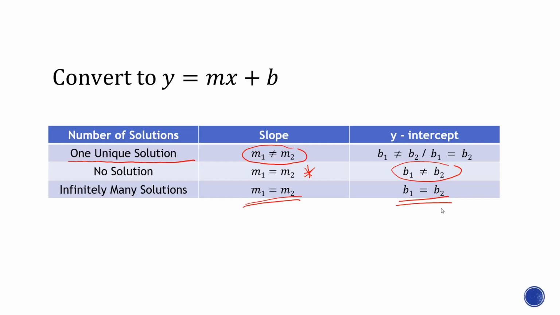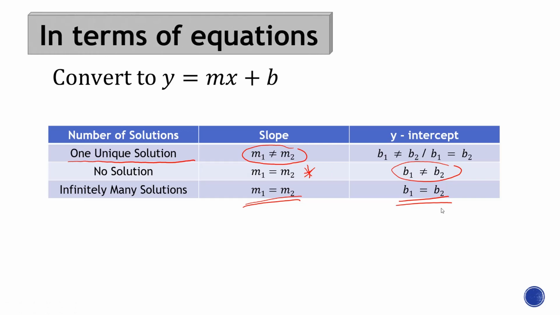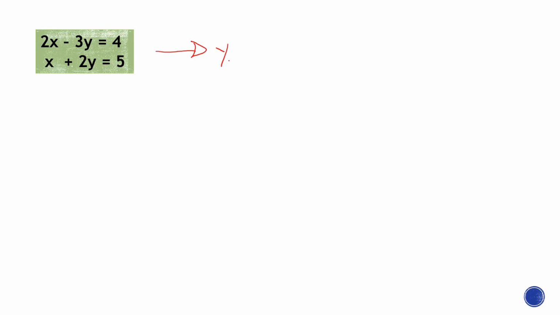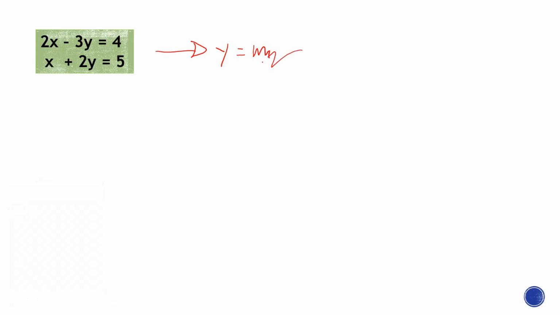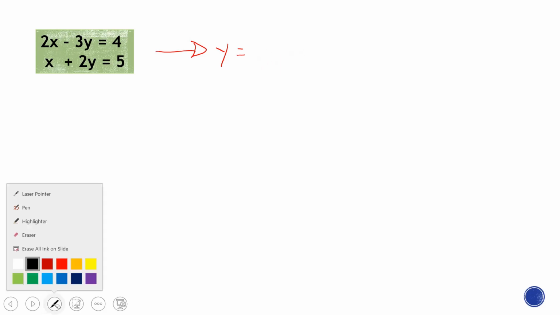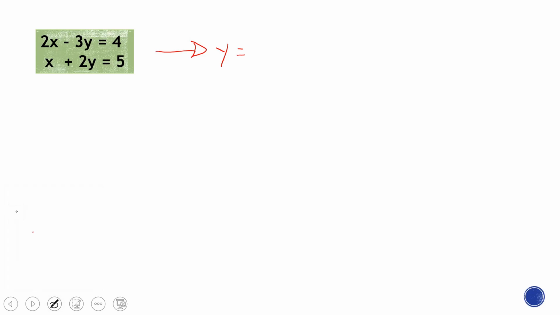I will just give you three. Okay? So what we will do is convert or transform each of these into y equals mx plus b and then compare the slopes, right? That's what we will do. Convert this and compare the slopes and the y-intercepts. Let's begin with the first one.